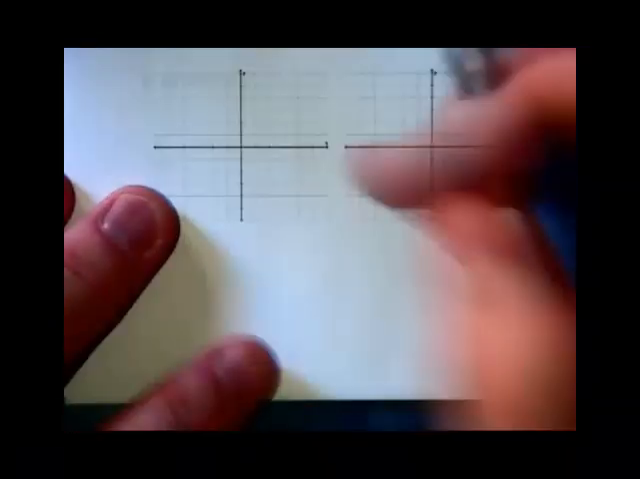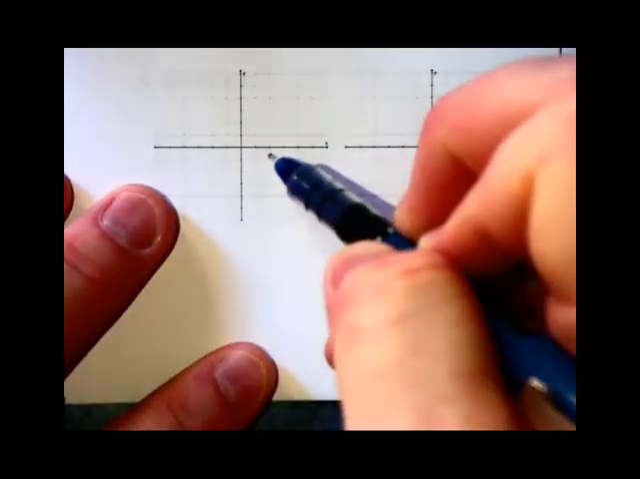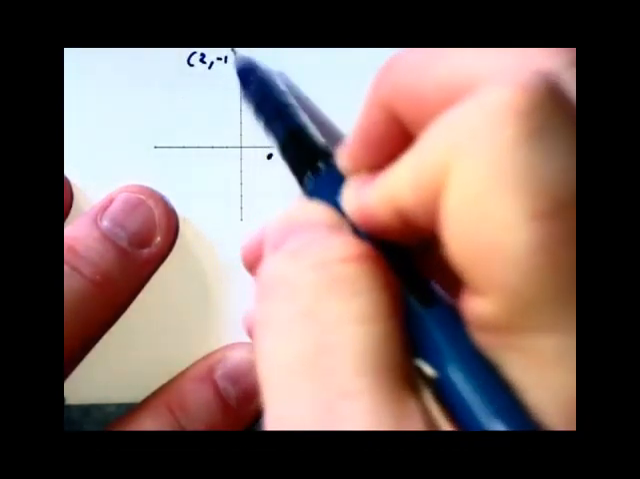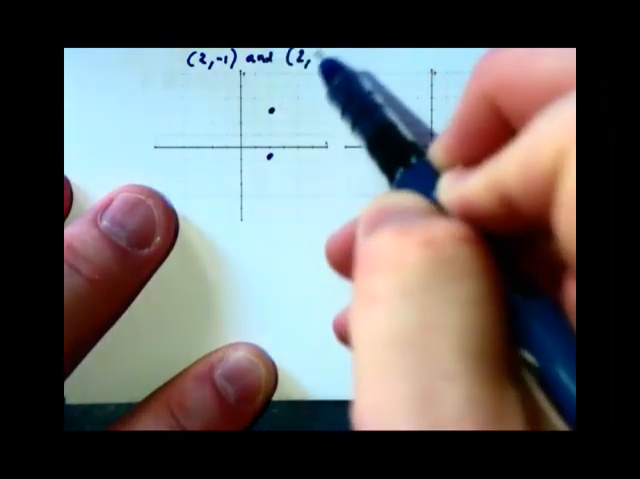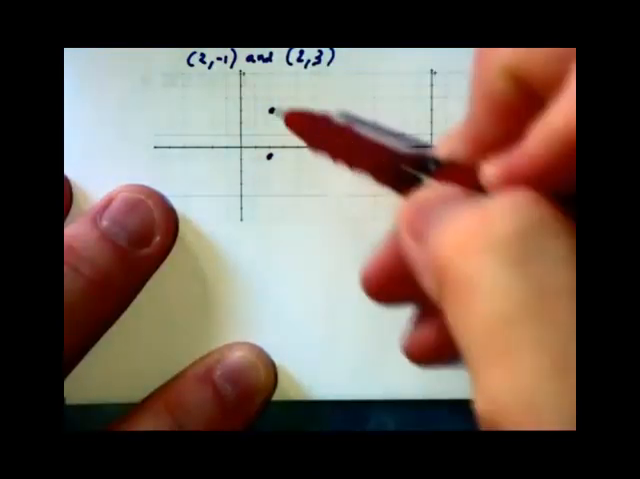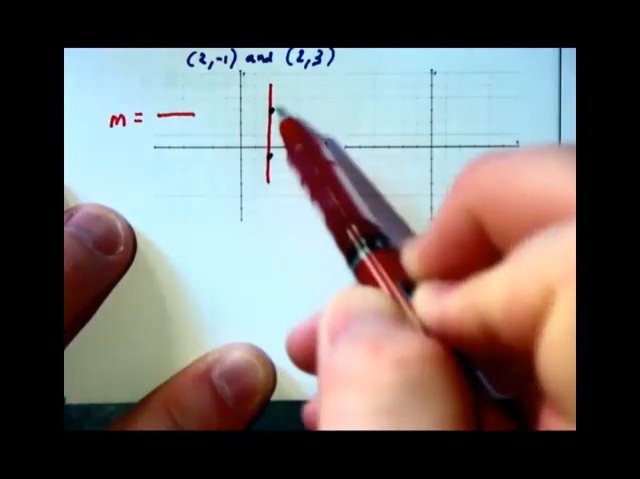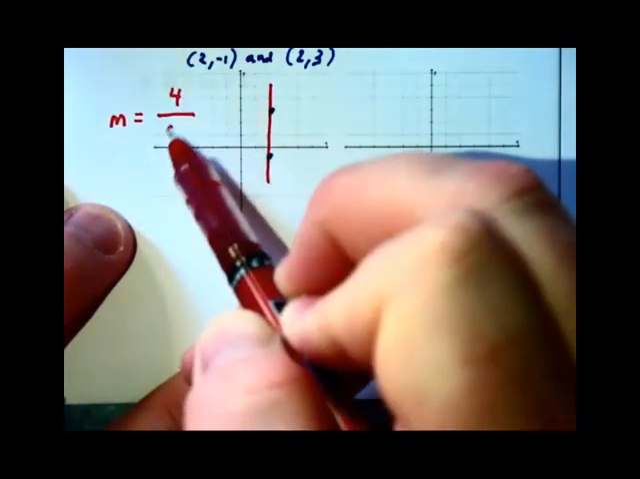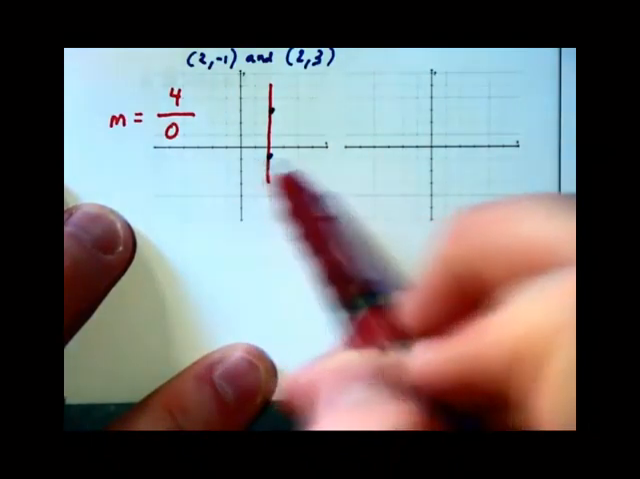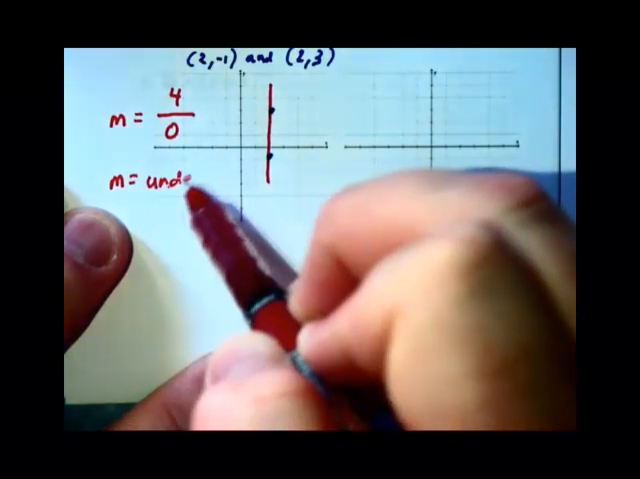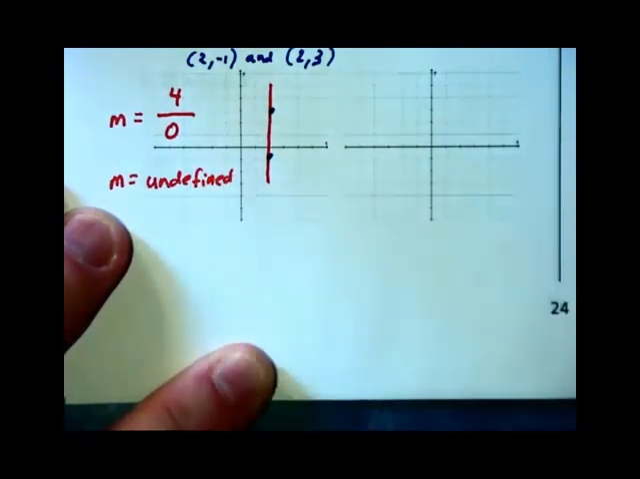Now, when we have two points that are located above each other, let's say we have 2, negative 1, and 2, 3. Notice how the two points are above and below each other. If you wanted to count a rise, your rise from one point to the other would be 4, but your run would be 0. There is no across movement there, and that's why we would say the slope is undefined whenever we have a vertical line.